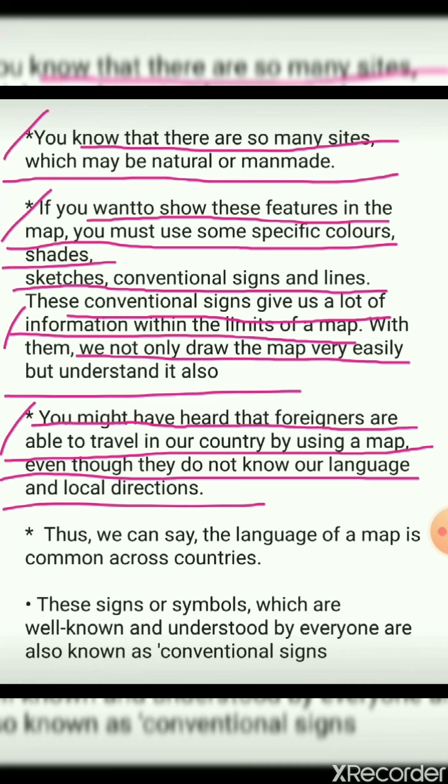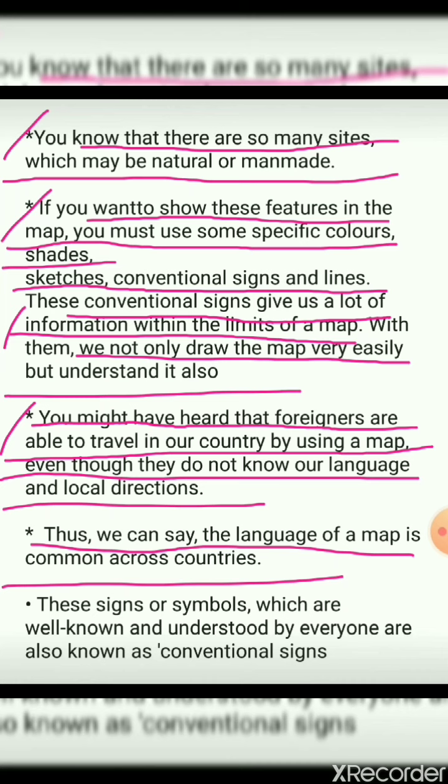So what they're saying over here is that a map does not know any language or any local direction. Map is for all, right? Even not knowing any language and anything, it helps. So thus we can say that the language of a map is common across the country, right? जो map की language है, it is very easy because of conventional signs और different symbols के वजह से, right? Because of that reason people can move from one place to another very easily.